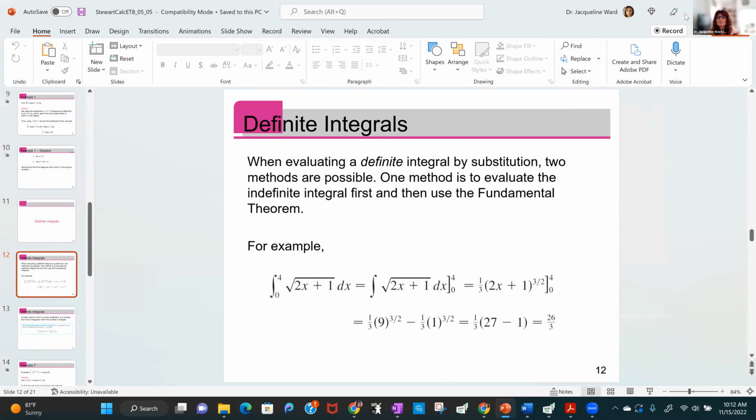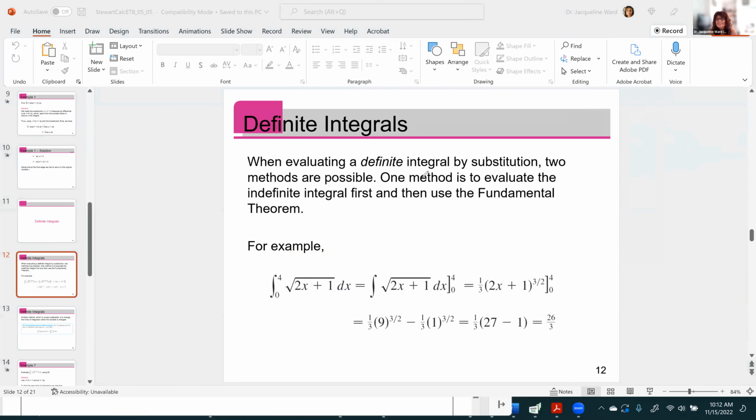So yes, we're doing definite integrals now. As it says here, there are two methods possible. The first method is not the recommended way. I'm going to show this, but I'm just saying, don't do it this way, okay? Nobody does it this way. But we'll see how it works anyway.